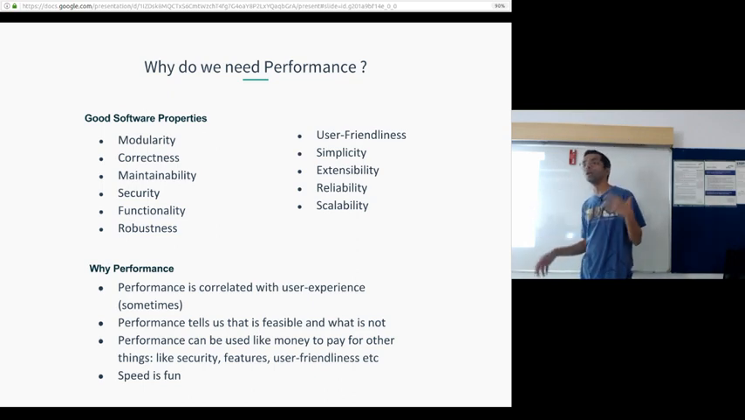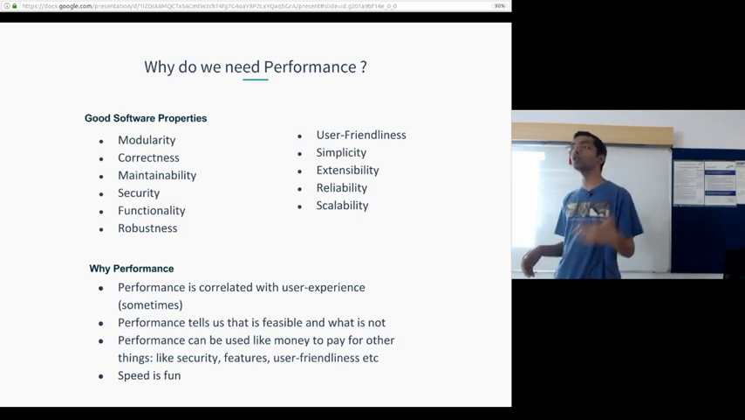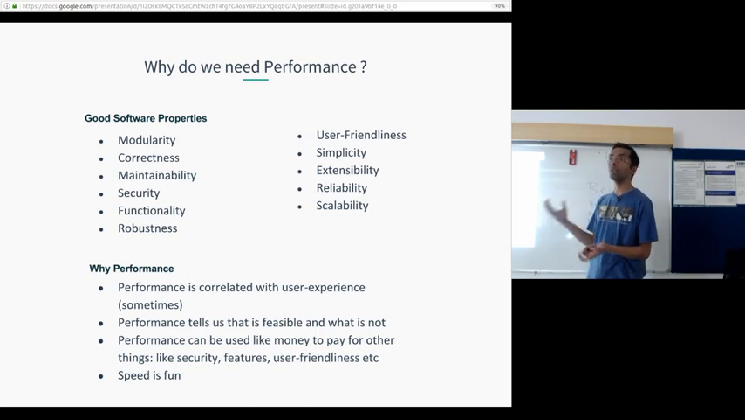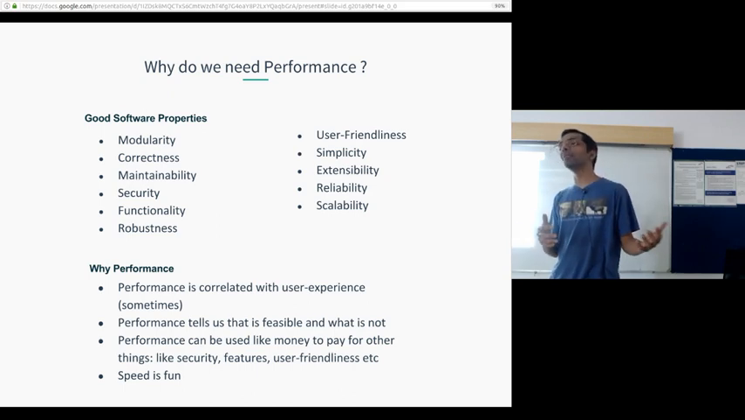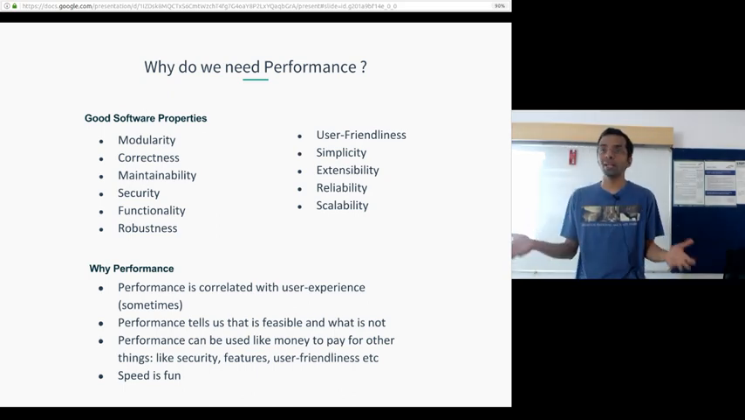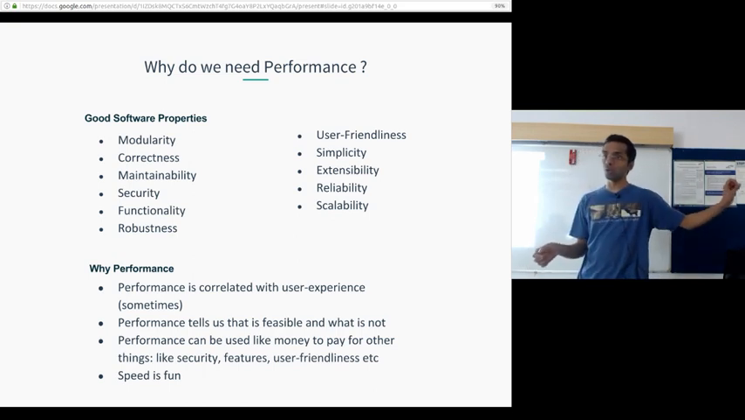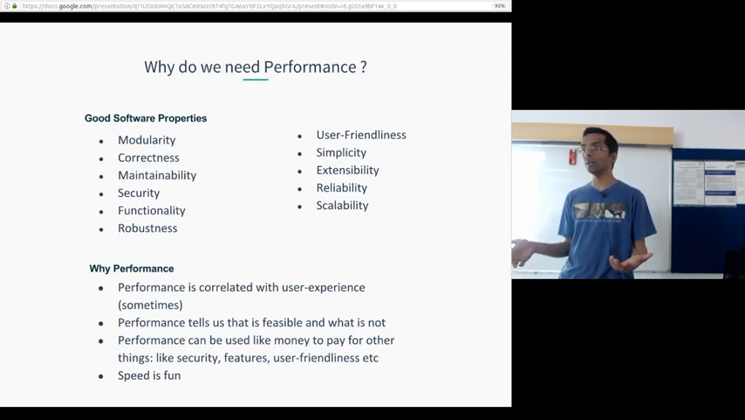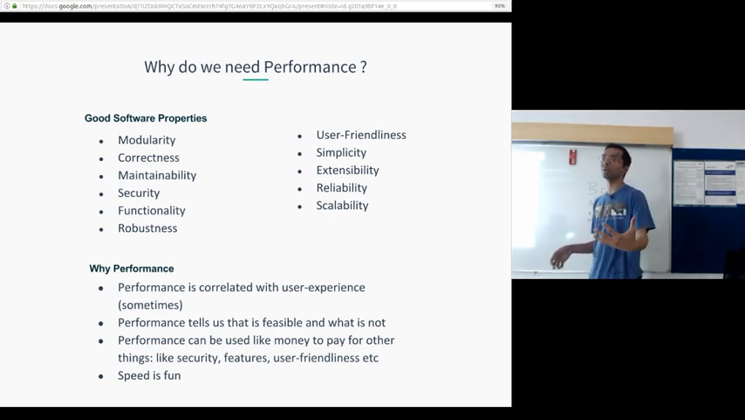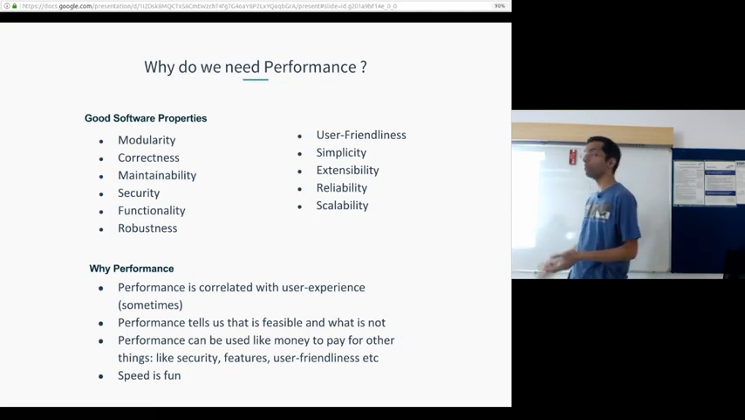So the question is really why do we need performance? One reason is that we can use performance to pay for a lot of other things. If you want user friendliness, performance is in some sense correlated with it. If your UI is very slow, then no user is going to use it. Performance is also like money, because if all your modules are written very efficiently, adding a new feature is easily possible. If you want to add more security, that's also easily possible. In some sense it's like currency. If you have performance, you can do a lot more other things with the software, which is amazing to have.